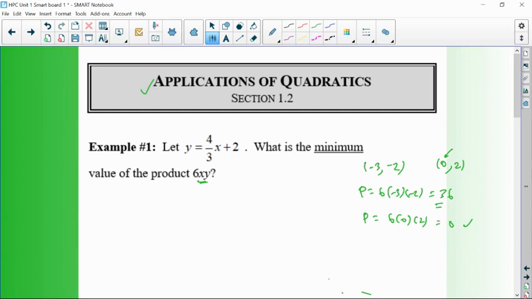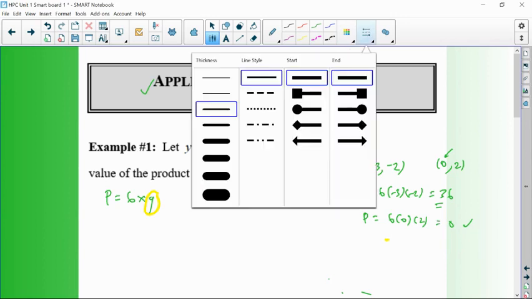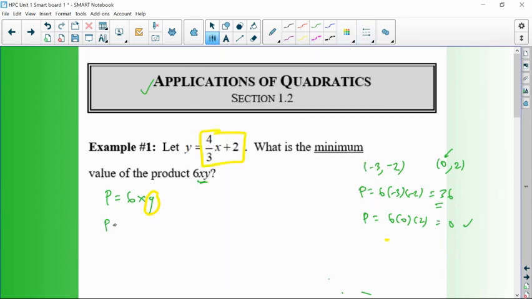Okay, so the first thing I want to do is express this product as a function. Your product is 6xy, but I want it to be a function in terms of just x. So I want to get rid of this y value. I want to sub out what y equals, and it says right here, y equals 4/3 x plus 2. So I'm going to rewrite this: my product is equal to 6x times (4/3 x plus 2).